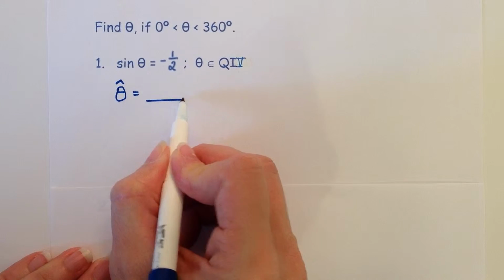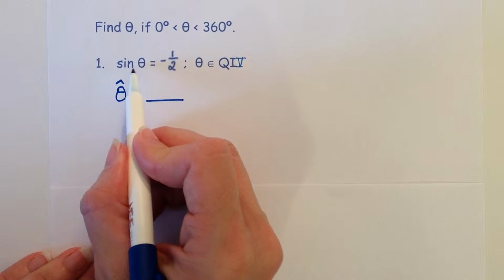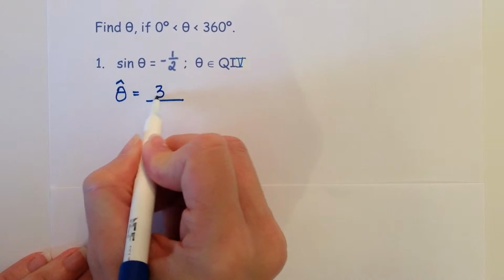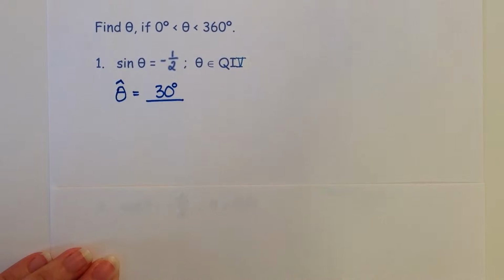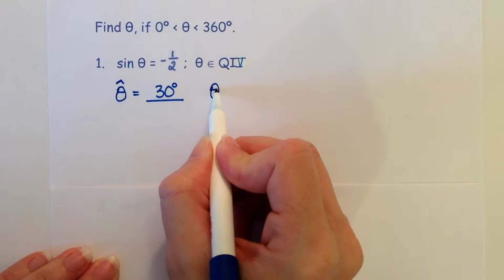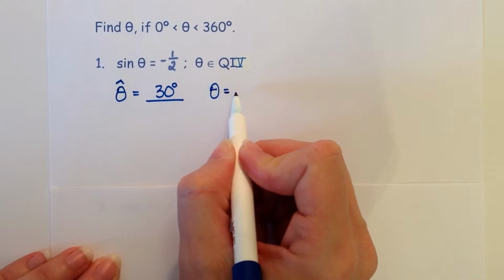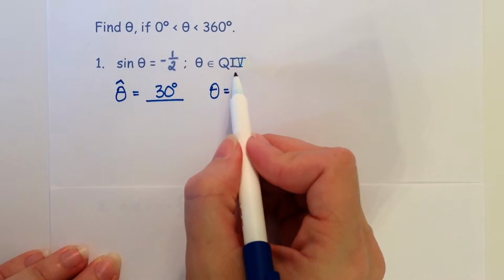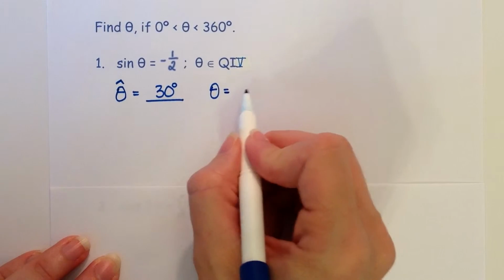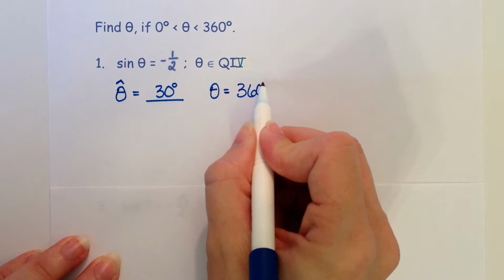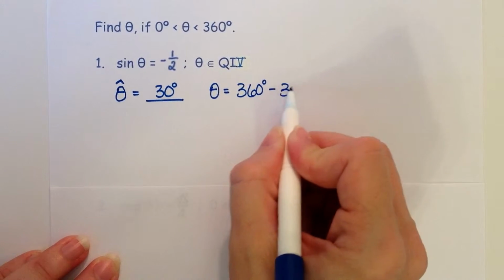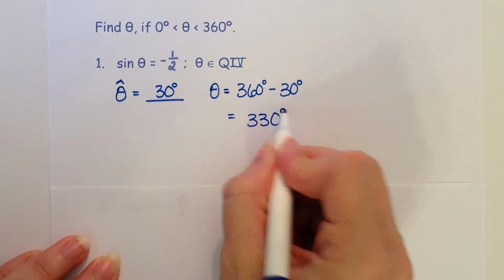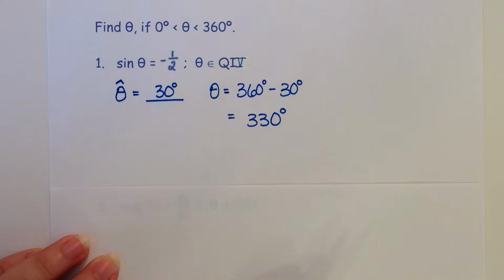So if you recall from your table of values, it is sine 30 degrees that's equal to 1/2. So 30 degrees is going to be your reference angle. Then to find the actual angle that we're looking for here, going back and using the rules that I did just a few minutes ago with the calculator problems, this is the fourth quadrant. So for fourth quadrant, you're always going to do 360 degrees minus the reference angle. So for this particular problem, your answer then would be 330 degrees.